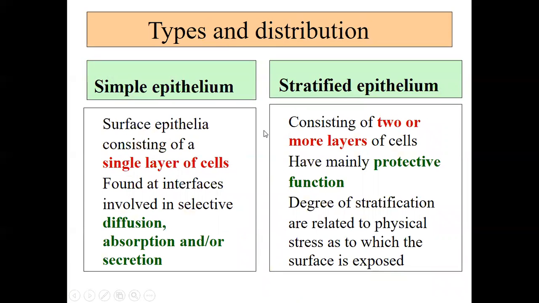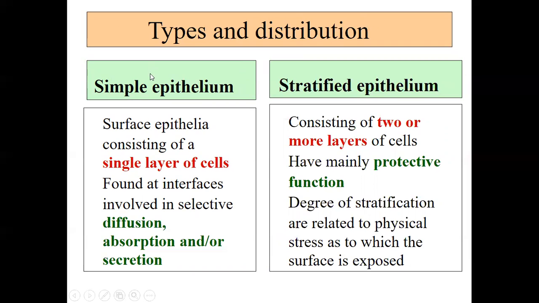Now we're going to discuss the types and also the distributions of this epithelium. For the simple epithelium, the surface epithelia consists of a single layer of cells. Because from the name you know that it's simple, right? A single layer of cell.